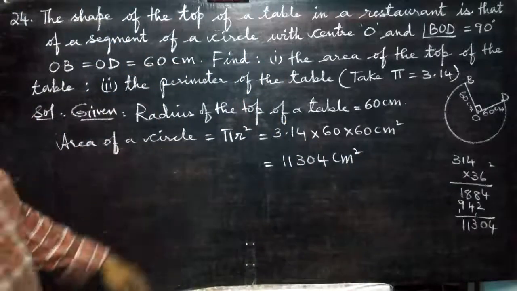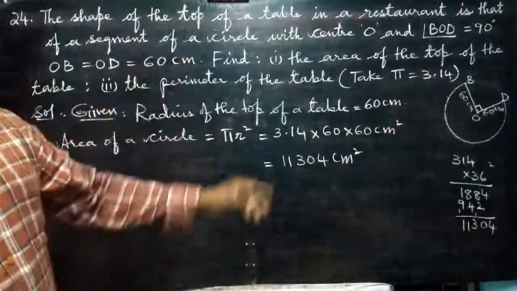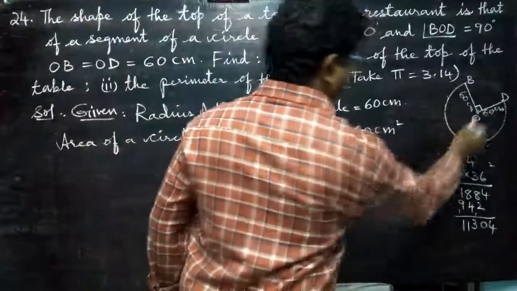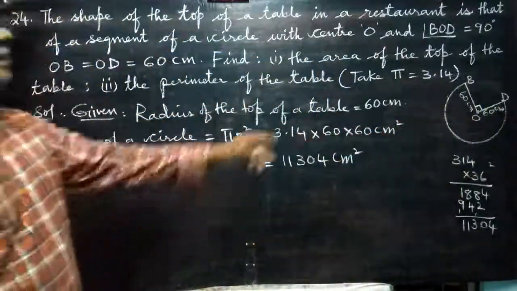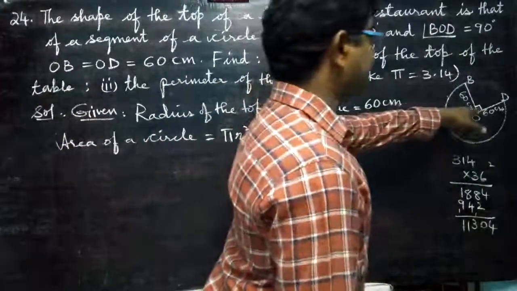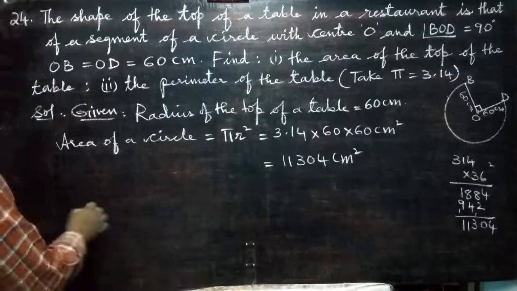What did we get now? The area of a circle, but here the circle is not complete. 1/4 of the circle is removed. How 1/4? Here they give 90. The complete angle in a circle is 360. So 360 by 4 means 90. So 1/4 of the area of the circle is removed.